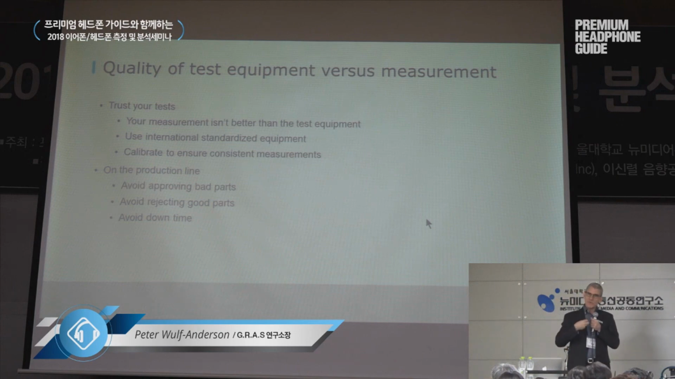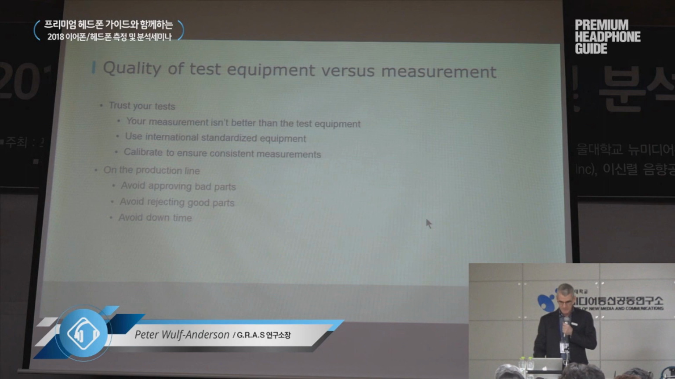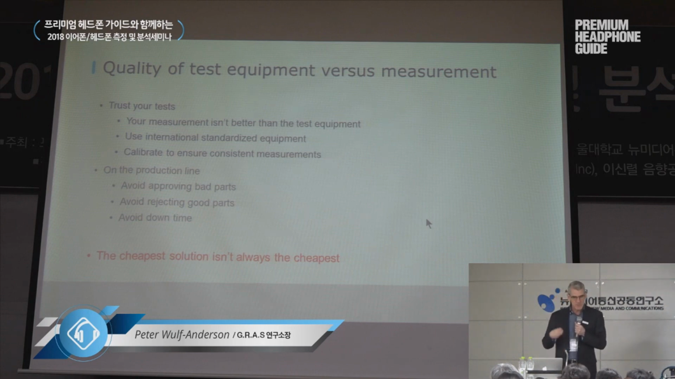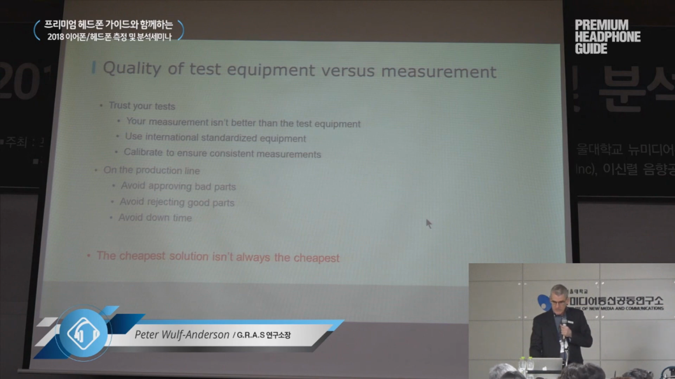And also, by using high quality equipment, you can minimize downtime on the production line. Production line downtime is expensive. So often the money you saved on equipment is spent on other things like downtime on the production line. So the cheapest solution to test your product is not always the cheapest, because you might end up spending more money fixing it afterwards. So this concludes my first part of the presentation. The next part will be about some new developments we have done.